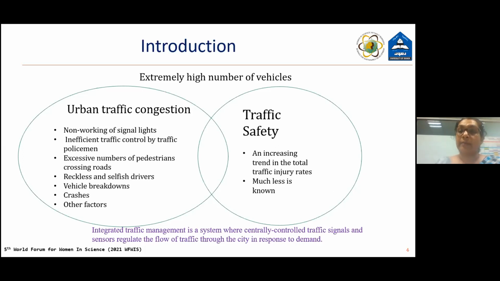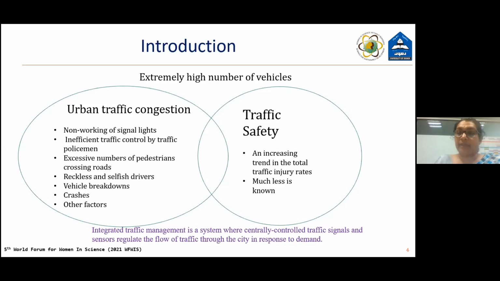And we could see an excessive number of pedestrians. As a tropical country, people like to walk a lot, and also public transportation is used. Therefore, the number of pedestrians on the road is very high. They are crossing here and there, and there are many distractions due to cell phones and other activities while they are crossing the roads. That leads to safety concerns as well. In addition to that, we could see a lot of reckless and selfish drivers in the road system.